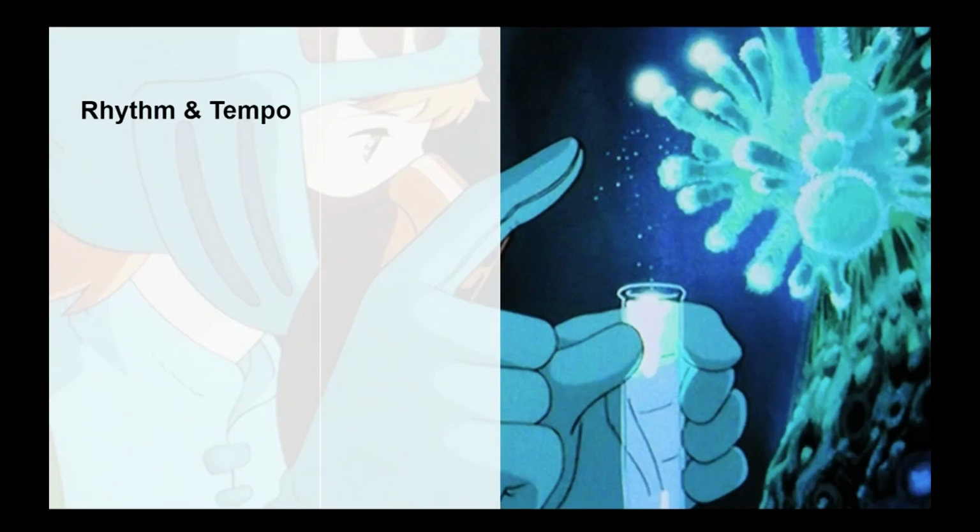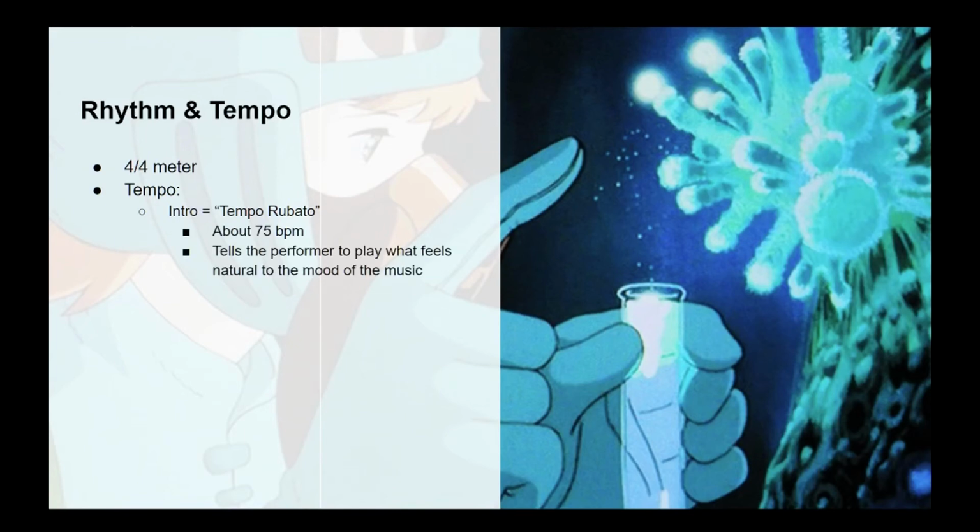Once again, let's set the stage by looking at the rhythm and tempo, where we'll actually find something different this time around. We do stick to our usual 4/4 time, but the tempo isn't nearly as steady as we're used to. Instead, the intro just starts straight up as tempo rubato. Traditionally, this can be interpreted to be somewhere around 75 beats per minute. But honestly, it encourages the performer to play whatever tempo they feel is most natural.